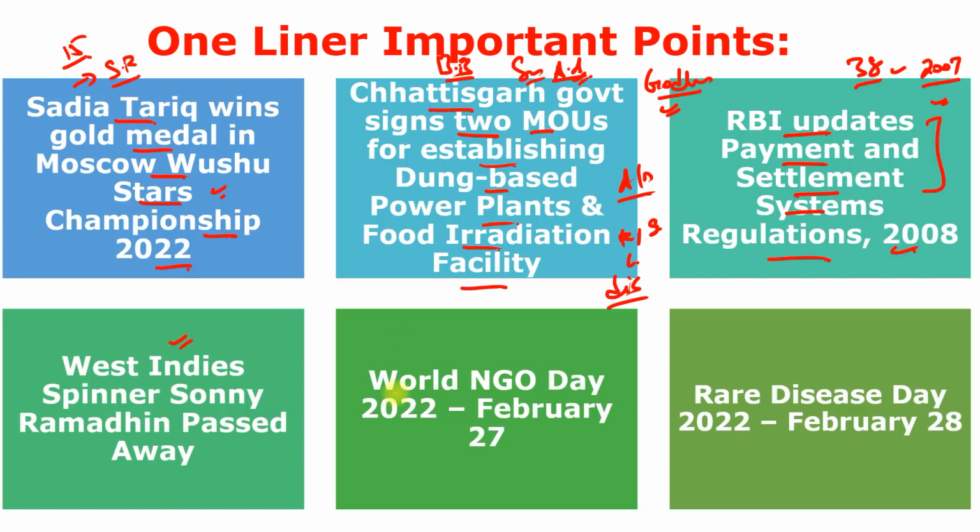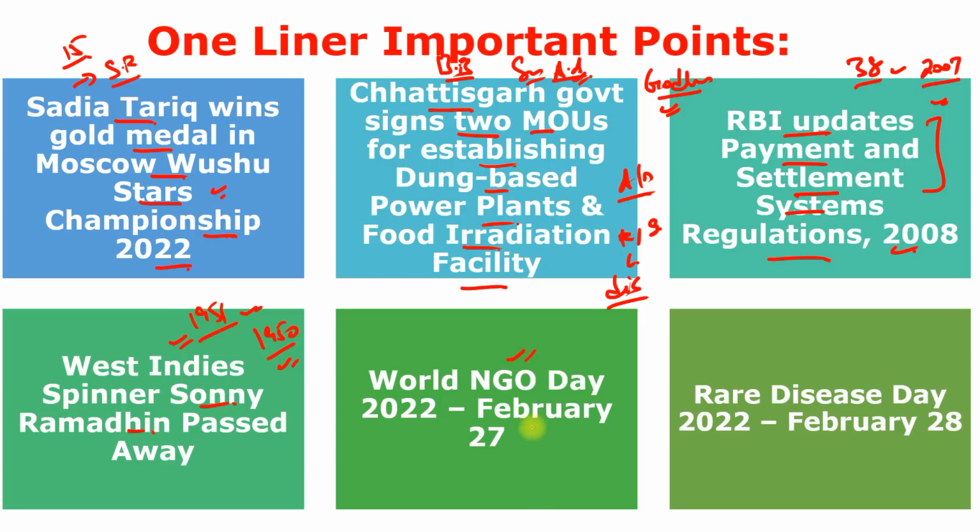Next, West Indies spinner Sonny Ramadhin passed away. The legendary West Indies spinner Sonny Ramadhin, who was part of the West Indies team that won its very first away series in England in the 1950s, has passed away. He was the first of many Indian origin players to play for the West Indies, and he was one of the 5 Wisden Cricketers of the Year in 1951. So just remember, it is Sonny Ramadhin.